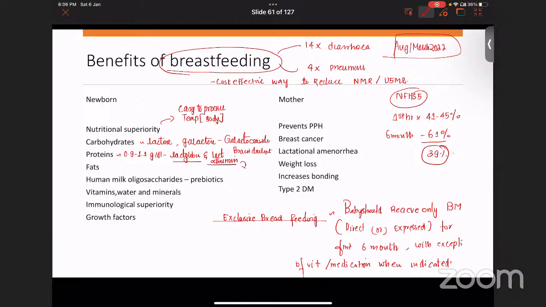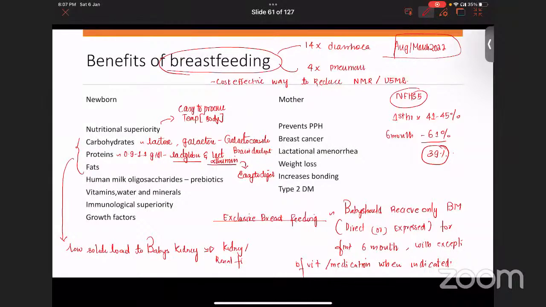Now both are easy to digest, and all this will produce a very low solute load to the baby's kidney. Hence, it is kidney friendly, renal friendly to the baby. Whereas if you are giving cow milk, even if given non-diluted, it has a high solute load, which the kidney of the baby cannot tolerate and may cause many problems in the kidneys of the child.